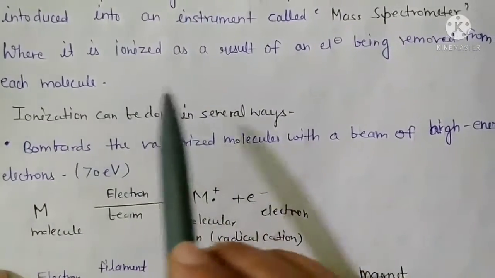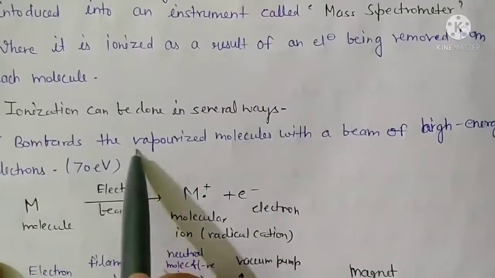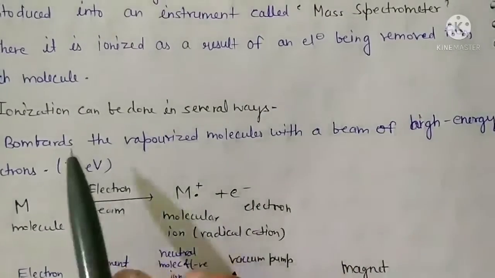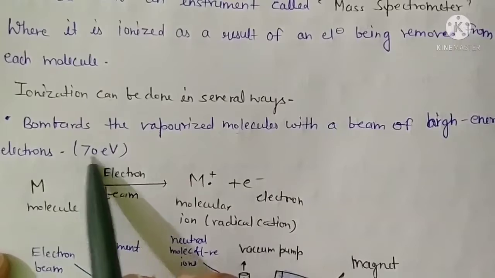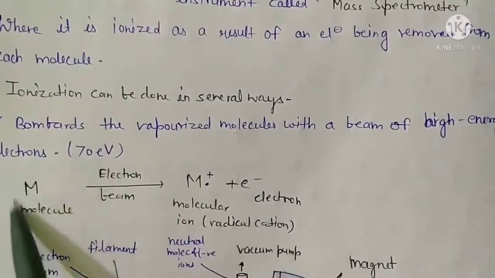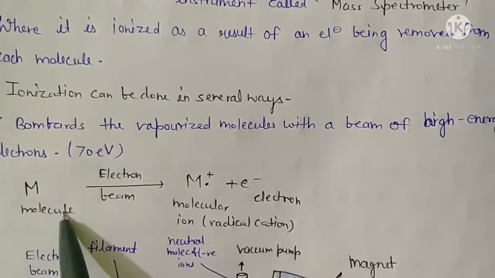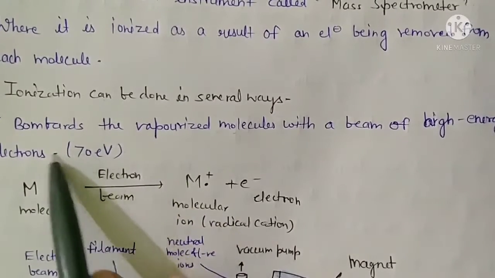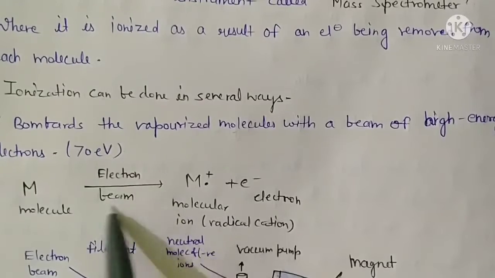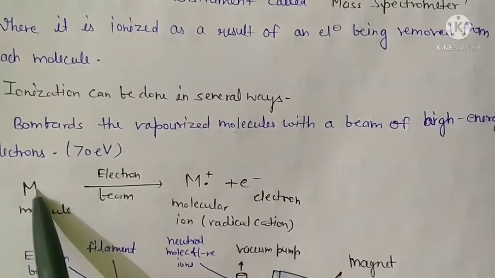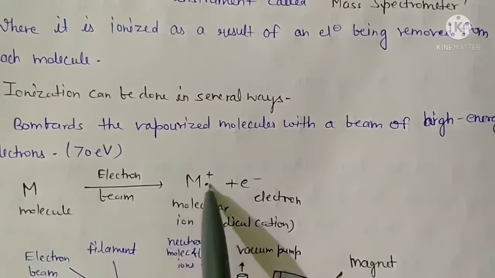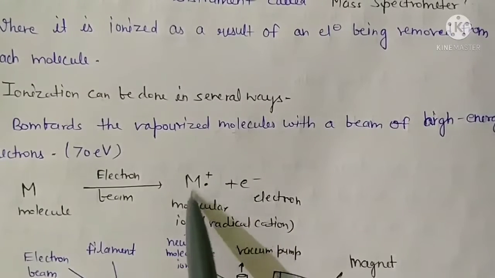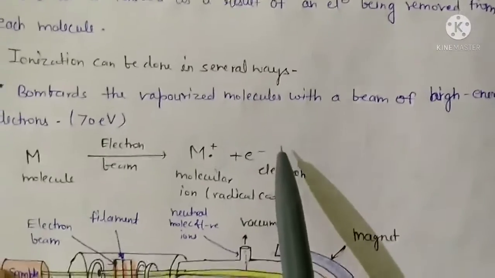We have to ionize our sample by bombarding the vaporized molecules with a beam of high energy electrons, like 70 electron volt. Let's suppose this is your molecule M. If we do bombardment with an electron beam, then it forms M positive, meaning molecular ion or radical cation, plus an electron.